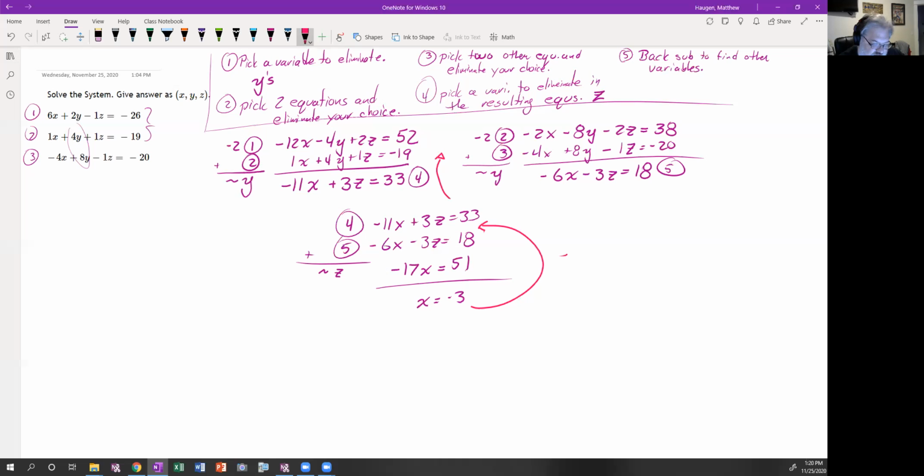So -6 times -3 minus 3z equals 18. So that's interesting. 18 minus 3z equals 18. So z had better equal 0. Or -3z has to equal 0, so z has to equal 0.